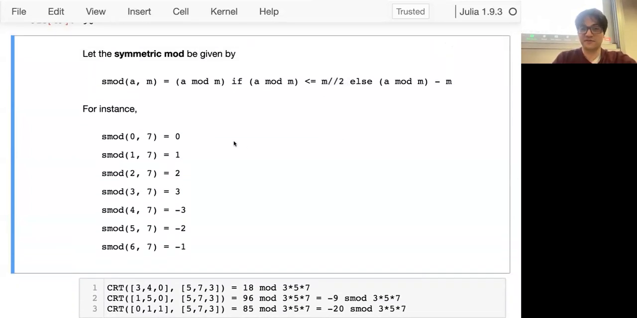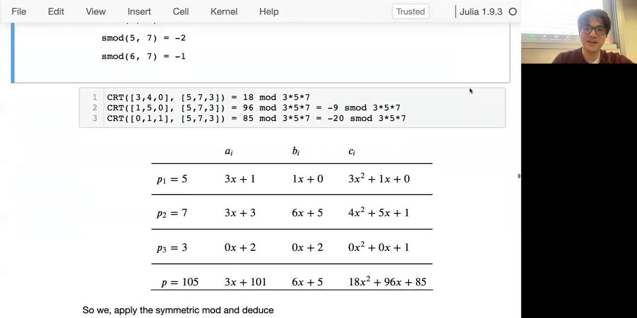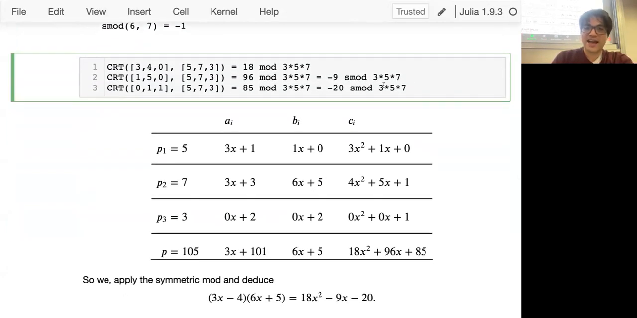Okay, so here's the symmetric mod 7. 0 is 0, 1 is 1, 2 is 2, 3 is 3. Now we're halfway beyond 7, the middle of 7, so this is why we get minuses: minus 3, minus 2, minus 1. This is the way that you can convert them, but it won't become relevant until we need it. So actually, if I run that CRT algorithm and I pop out the symmetric mod instead, now you're recovering exactly the coefficients that you require.